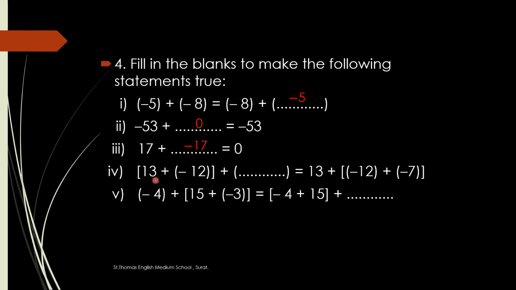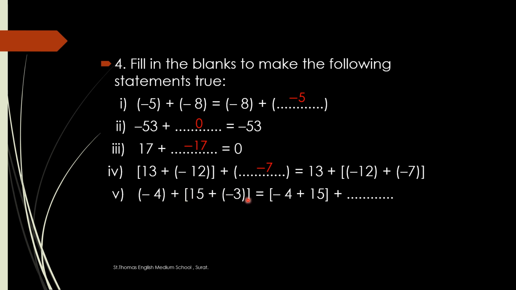Next one, 13 plus minus 12, one bracket, plus dash is equal to 13 plus bracket minus 12 plus minus 7. So here again, which property? Associative property. If A, B, C are three integers, then A plus B bracket plus C is equal to A plus B plus C. So what is C here? Minus 7. So the answer here is minus 7.